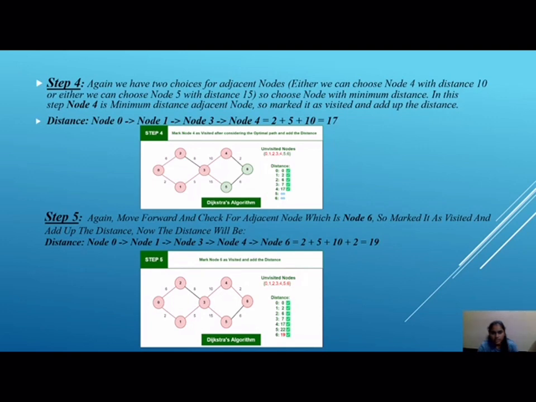Step 5. Again move forward and check for the adjacent node, which is node 6. So mark it as visited and add up the distance. Now the distance will be 2 plus 5 plus 10 plus 2, which is 19.